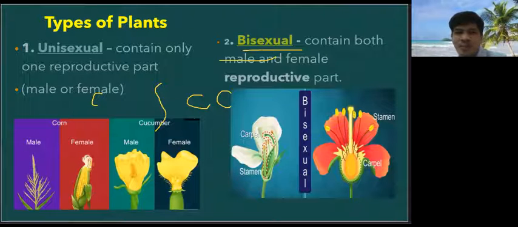These are the different types of flower, and these are also the different parts and function of a flower. Okay, so I'm going to give you a quiz, to see if you can remember.